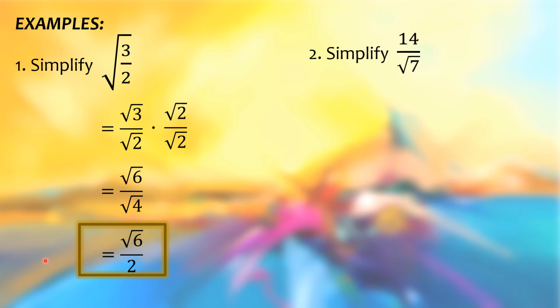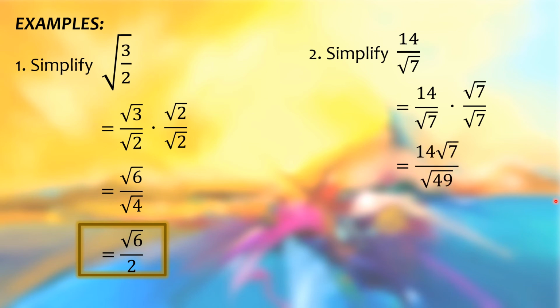Second example, simplify 14 over square root of 7. Again, apply the rationalization process. And then, kapag magmumultiply tayo ng whole number sa radical, hindi natin pwedeng i-multiply ang 14 sa 7 dahil ang 14 ay walang radical sign. So, simply, pagtatabihin lang natin yung 14 at square root of 7, and then, square root of 7 times square root of 7 is square root of 49. And then, since may square root of 49, the answer will be 14 square root of 7 over 7.